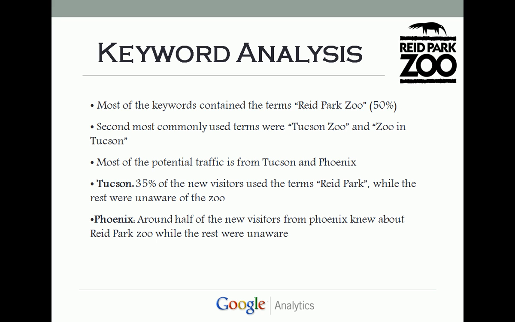As far as Phoenix is concerned, around half of the new visitors from Phoenix knew about Reid Park Zoo, while the rest were unaware of the zoo since they used generic terms. From the terms we came to know that most of the users are tourists since they use keywords like tourist attractions in Tucson, zoos in Tucson for tourists. So we could consider them as our potential customers.